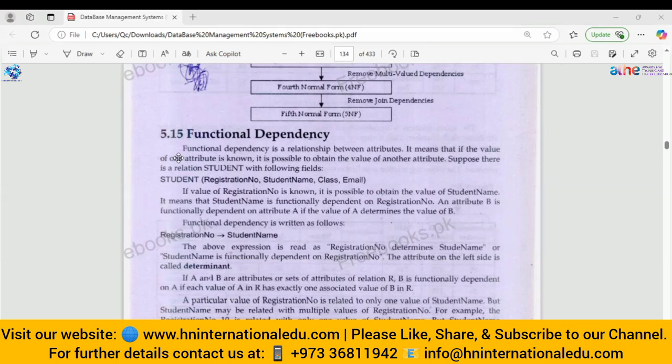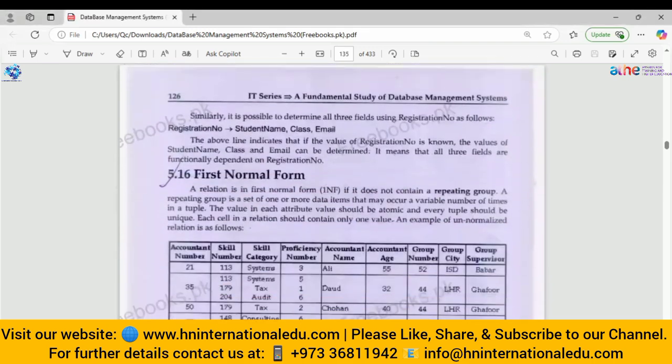Then in the expression, the left side column is known as the determinant. So what is a determinant? It identifies the column on which a specific column is functionally dependent. Let's understand with examples one by one. So that is the concept of functional dependency.